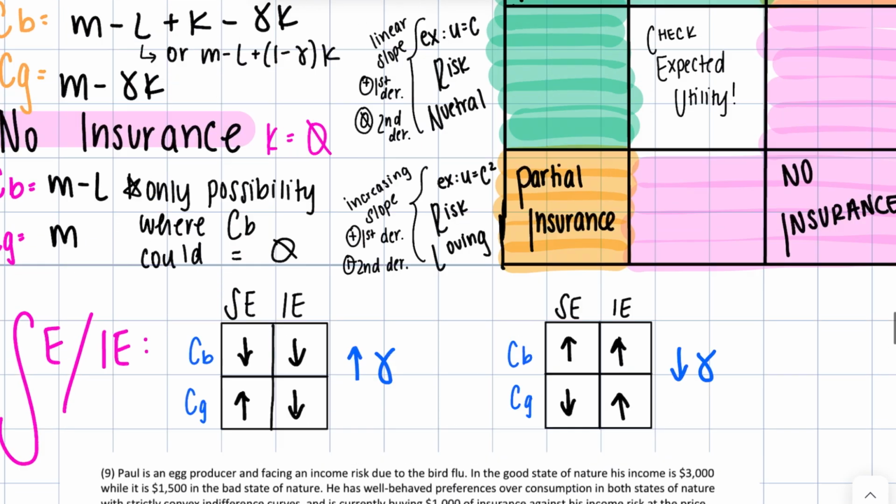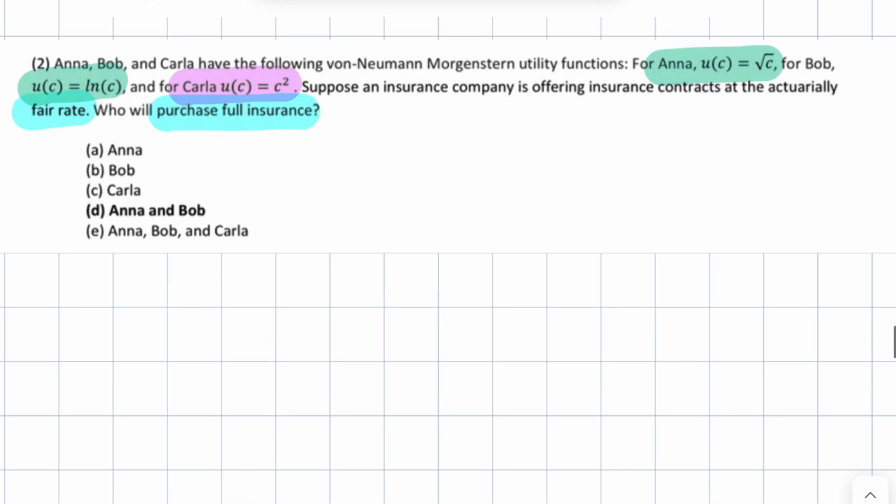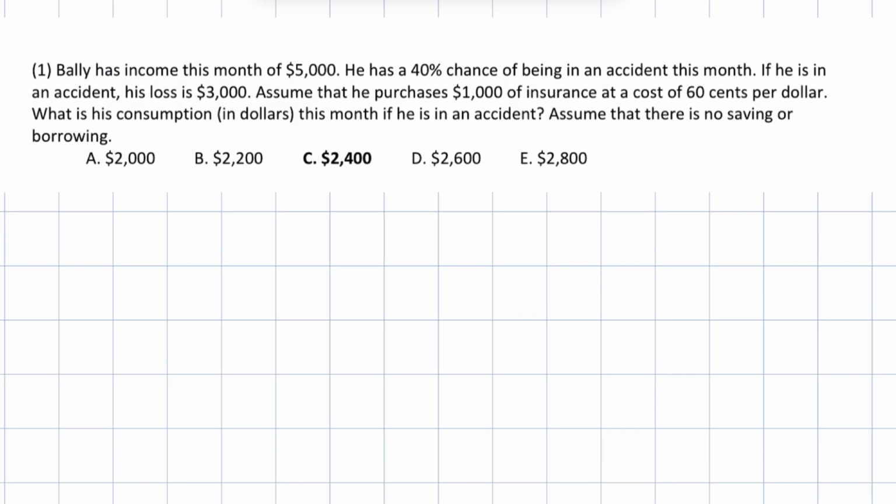If we look up here at our chart, if we have 2 risk-averse individuals under the fair rate, they are purchasing full insurance. They're in this green full insurance area. However, if we have a risk-loving individual like Carla down here in the fair box, she would be purchasing no insurance. So the only possible answer would have to be both Anna and Bob, who would purchase full insurance under a fair rate. Then we have this individual, Bali.